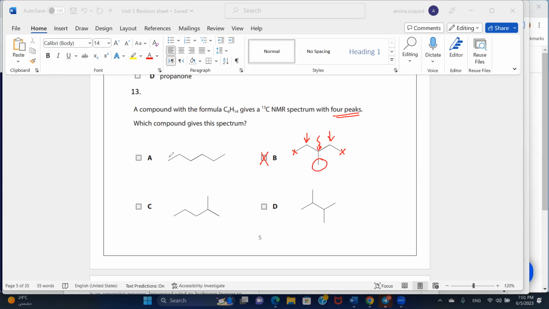But here, these 2 have the same environment. These 2 have the same environment, and these 2 have the same environment. So we have 3 peaks, not 4, for A, for those who answered A. For D, these 4 have the same carbon environment, and these 2 have the same carbon environment. So we have only 2 peaks, not 4. Okay.